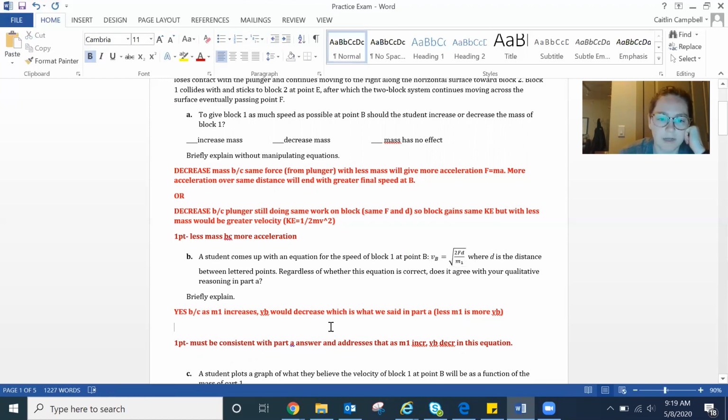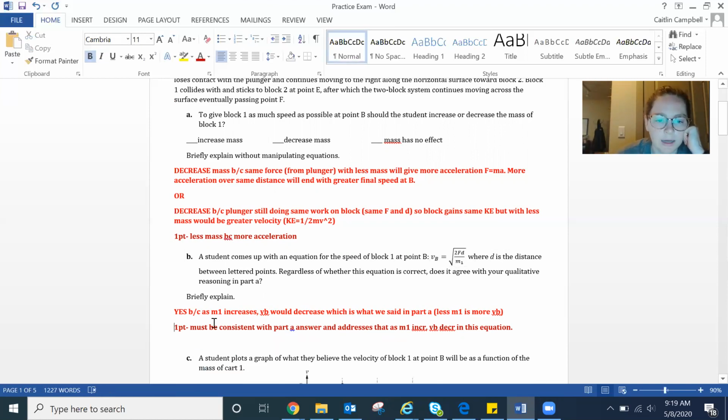So you have to answer, yes, it does agree, as M1 increases, or you could say decreases, VB would decrease or increase. They do the opposite thing.